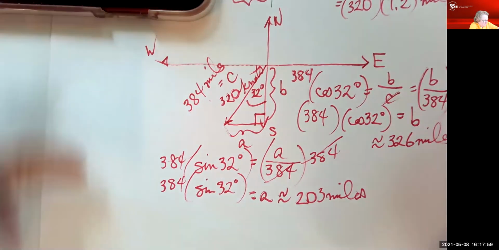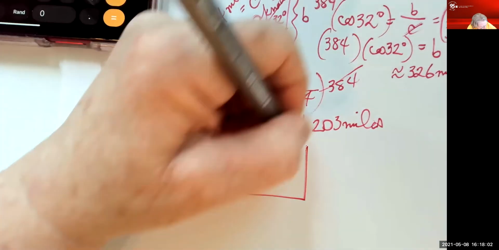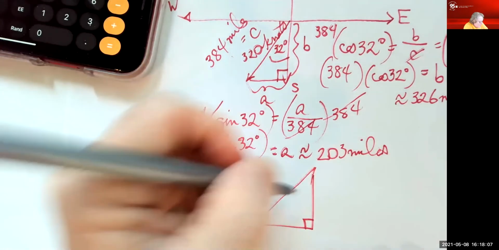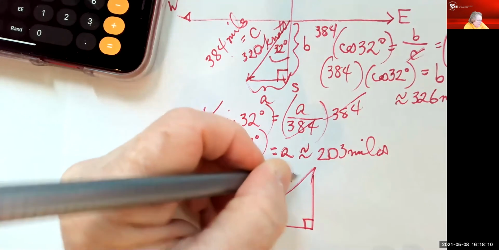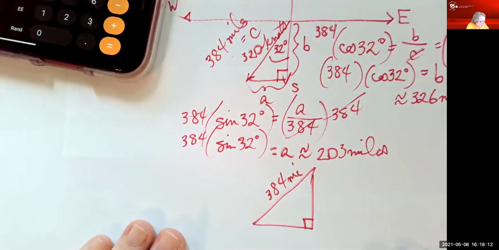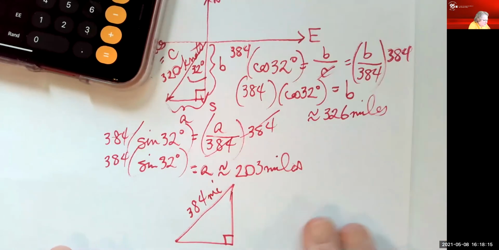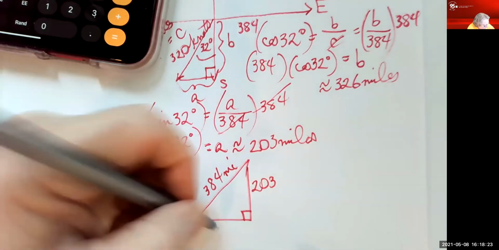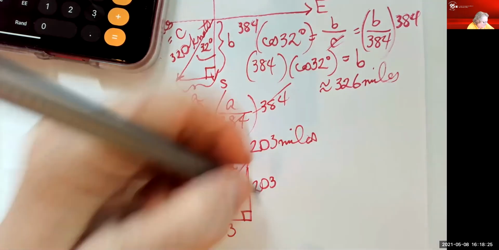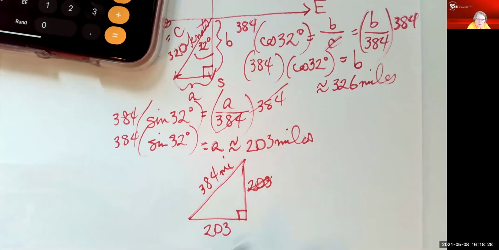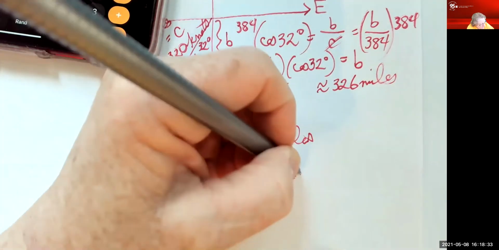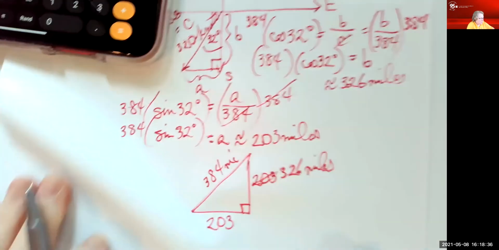And that's check. Here we've got our triangle. We have that side C is 384, and they're nautical miles, but I'm not going to put that. A was approximately 203, and B was approximately, oh, I have them backward, sorry. A was approximately 203 miles, B was approximately 326 miles. How can we check our work?